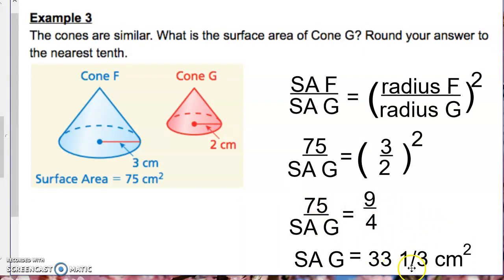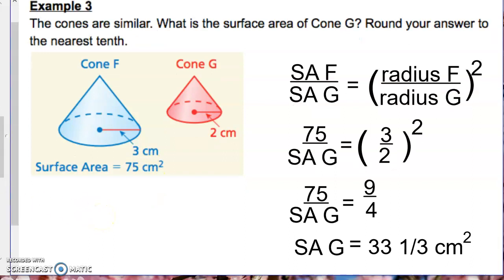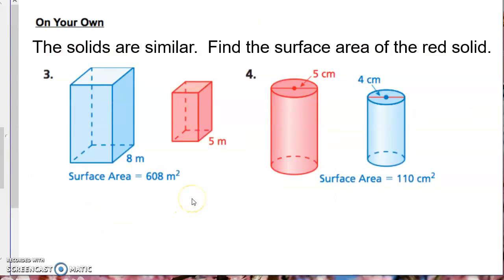It does give you 33 1/3, but actually it says to round to the nearest tenth, so I should have written 33.3 centimeters squared, which would be the surface area of this cone G, which I was able to find using the known linear measures. You can pause the video and do these ones on your own.